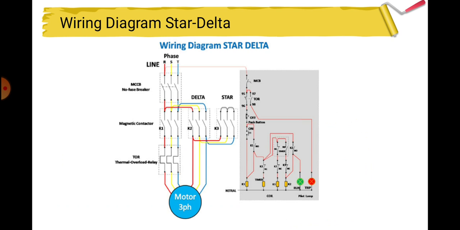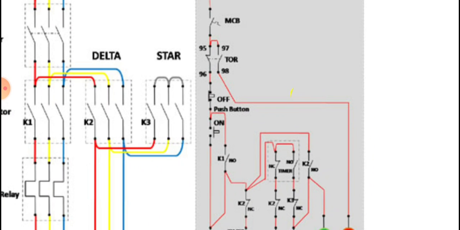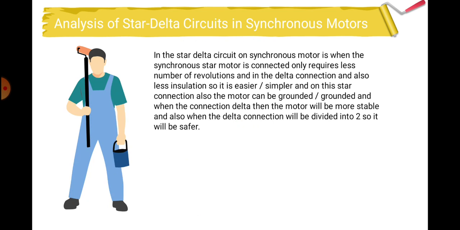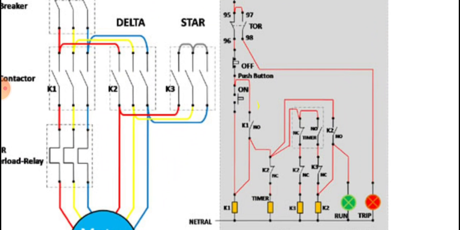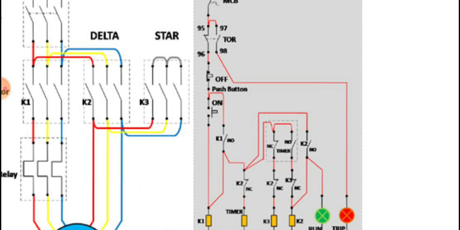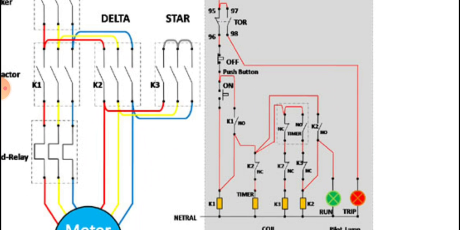Okay, this is the wiring diagram of star delta. Jadi apabila push button on ini ditekan, maka dia akan membuat K1 ini menyala dan mengaktifkan timer NC. NC ini akan mengaktifkan K2.